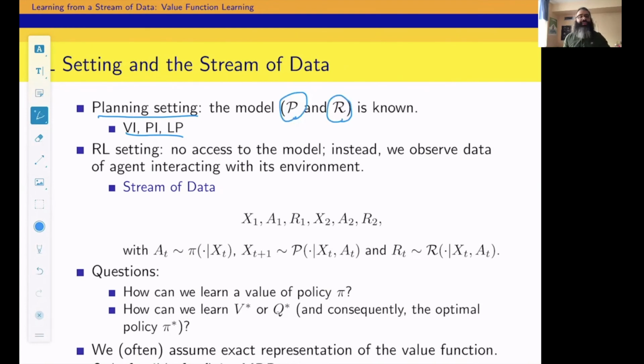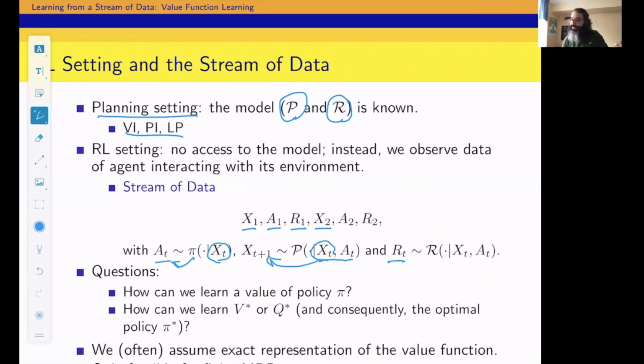So the agent observes something like this, a sequence of x1, a1, r1, and then x2, a2, and r2. And this is generated with a process like this: at, say, time t, the agent chooses an action using its policy. Policy can be, of course, deterministic or stochastic, doesn't matter now. And then the agent goes to the next state according to the selected action and the state that it has been in, goes to x_{t+1}, and then it also receives a reward, r_t.